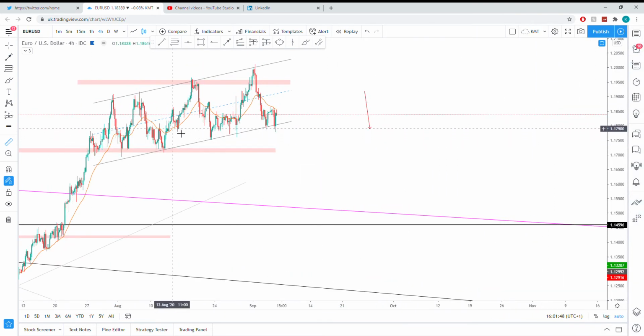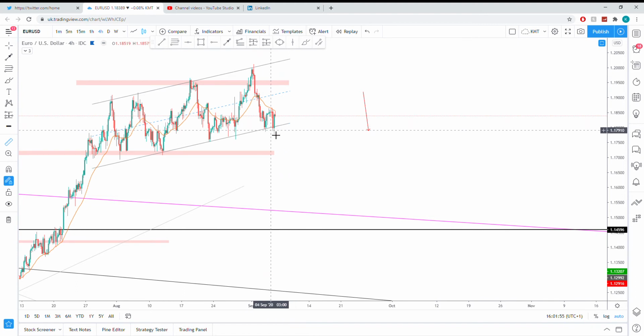EURUSD had our channel respected again this week. We had a nice sell-off opportunity here, straight to the downside. We can see how price is respecting our trend, our channel. If we could extend this, I'm not sure if we can actually.